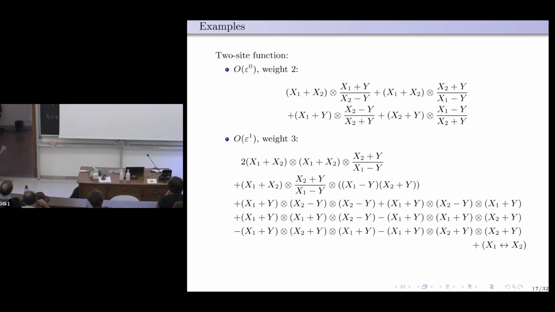So these are some examples of this tree-level diagram. Say for a two-site function, one has this order epsilon zero, with two symbols as well as with three symbols. For higher sites, I have tried to include it in the slides, but it's too long, so I gave up. But if you're interested, I can show you later.